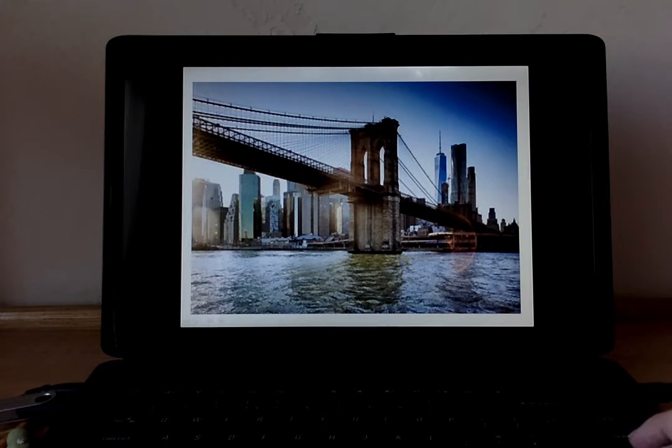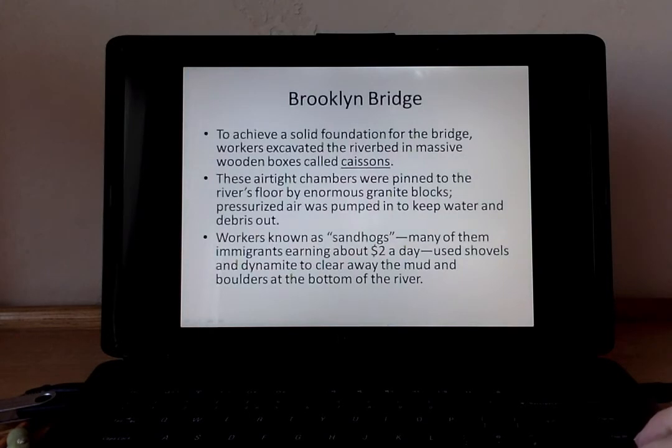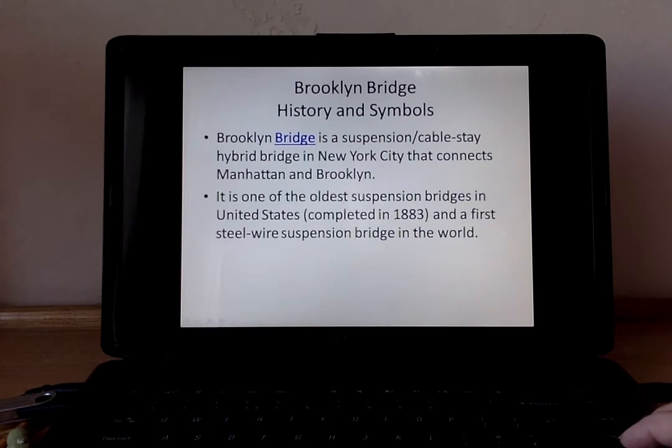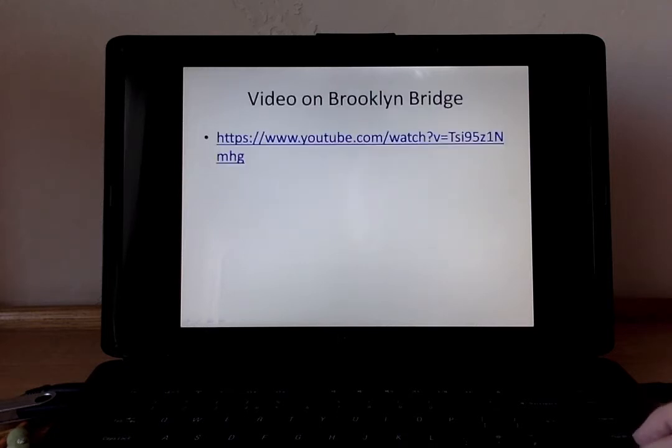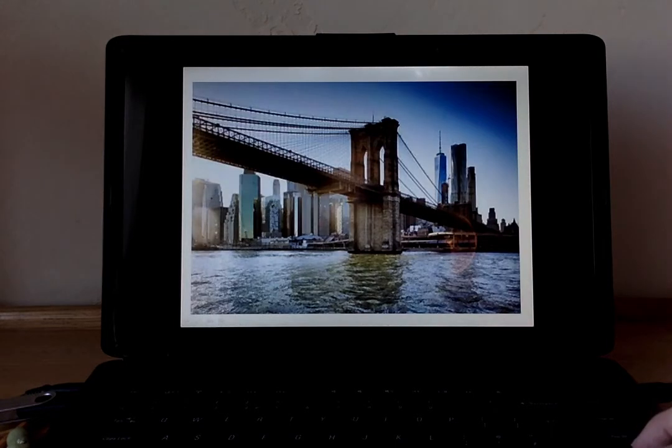But it was a time of a lot of industrial achievement. This is the Brooklyn Bridge. Here is the story of how it was built, and here are all the characteristics and why it's still a landmark now. And here you get the video on the Brooklyn Bridge. If you're interested to know more about that, just click on it.